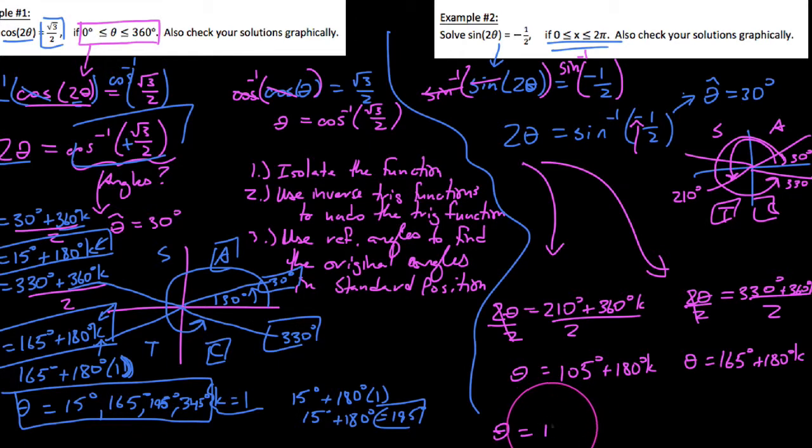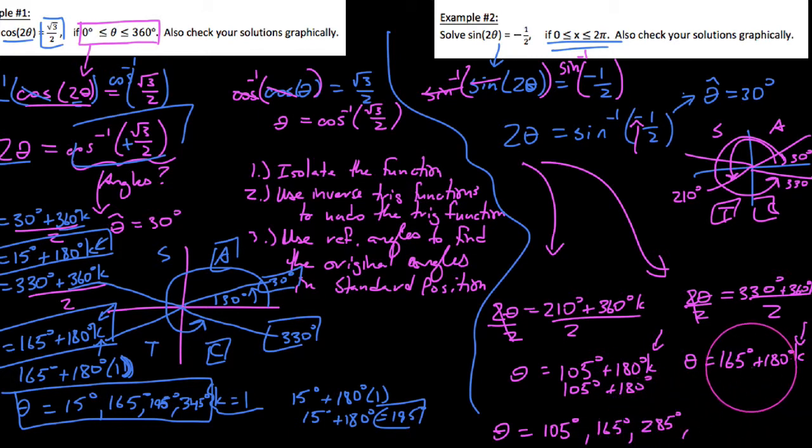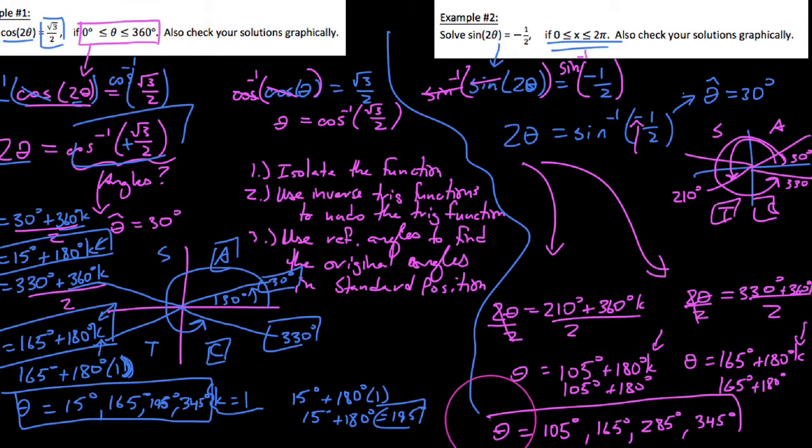We say 105 and 165. But what I know is if I were to put in 1 for k right here and 1 for k right here, I'd get 105 degrees plus 180 degrees times 1, which is 105 plus 180, which is 285 degrees. And if I were to plug in a 1 for k over here, I get 165 degrees plus 180 degrees times 1, which is 180. And adding these together, we get 345. So these are all the angles between 0 and 360 degrees that satisfy this equation up here.